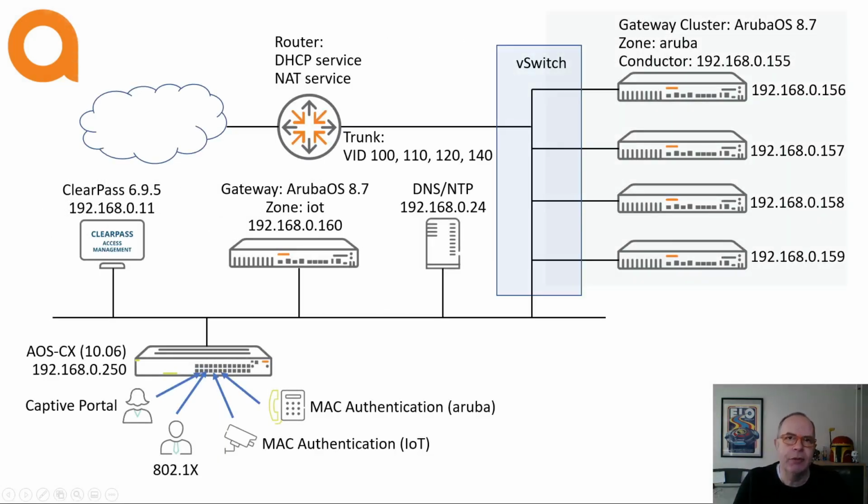Before we start with the configuration, this is the diagram with the setup. You see a gateway cluster that consists of 4 gateways and a conductor, which is previously called the Mobility Master, an AOS switch being a 6300, ClearPass Policy Manager, and some other devices that provide the various services like DNS, NTP, and DHCP. And for the multi-zone demonstration, I have added another gateway that you see in the center of this diagram that I will be using for terminating a camera stream.